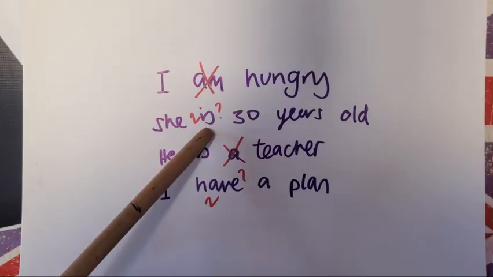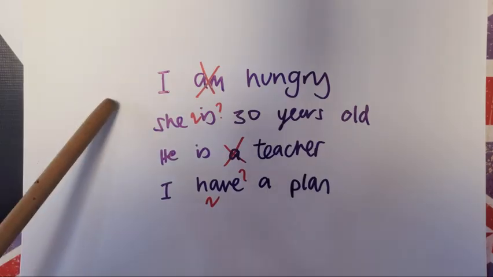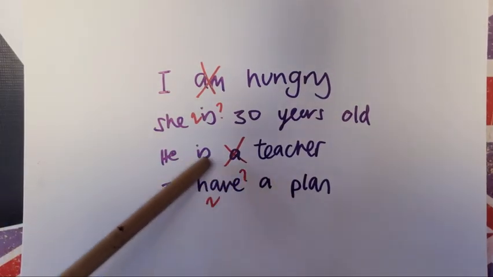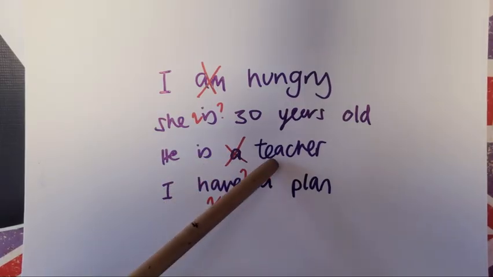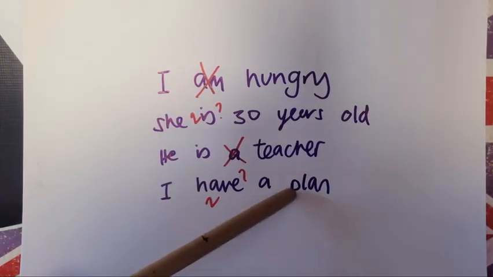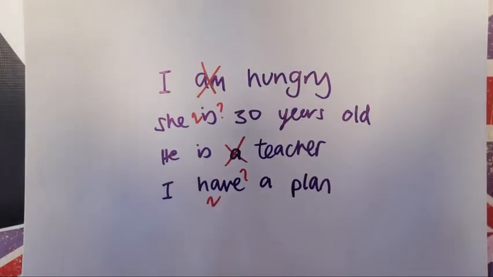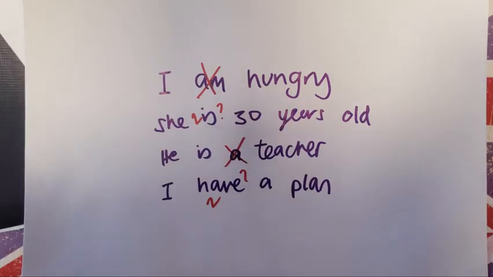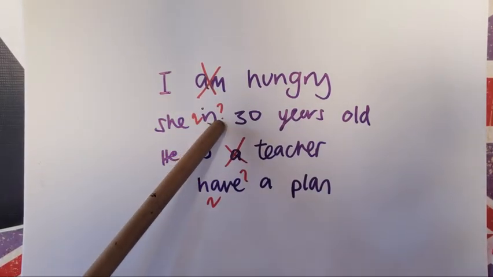Well, the Spanish have two ways to translate is. Ser and estar. If you say he is a teacher, again in Spanish you don't say that. You have to say he is teacher. You don't use a. I have a plan. There are two translations of the English verb have. You can say I put 2 there. Number 2, and 2 ways to be.